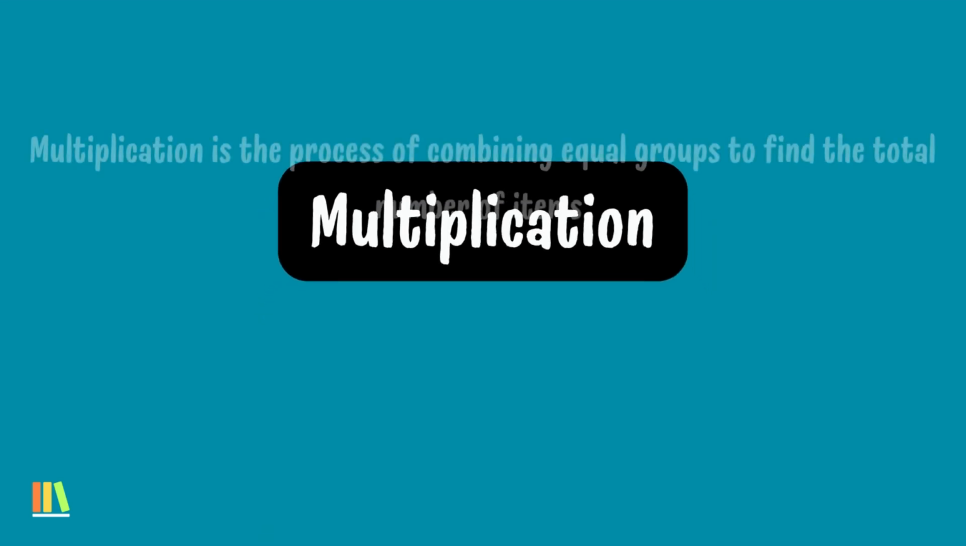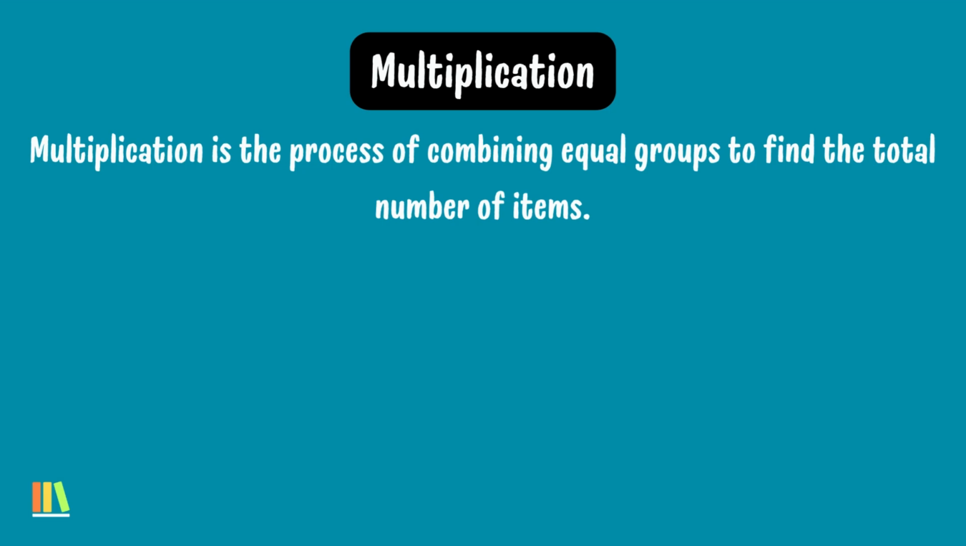Multiplication. Multiplication is the process of combining equal groups to find the total number of items. The symbol for multiplication is an X.